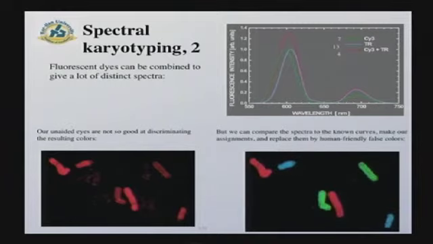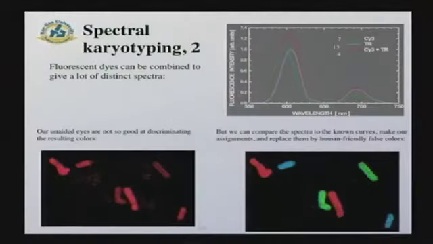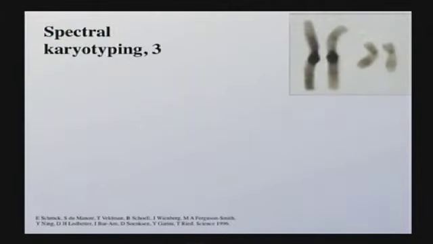Okay, these guys are a pair, those guys are a pair. Now you can see what's going on. That's the spectral karyotyping idea. That's what I mean by superhuman color vision. Let's go back to this.